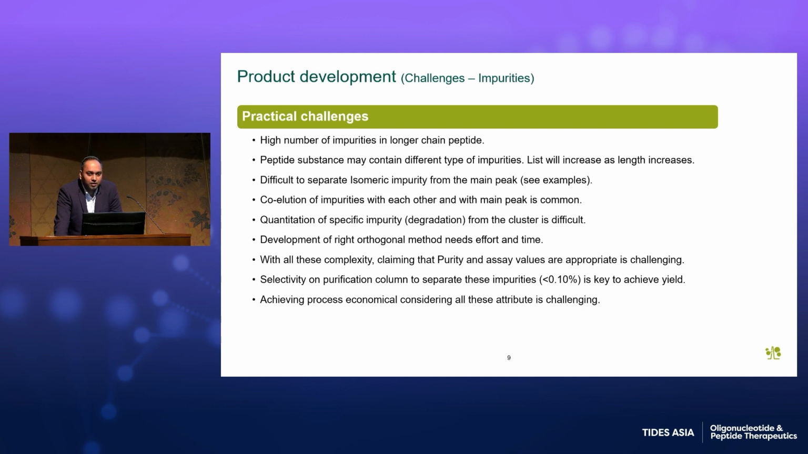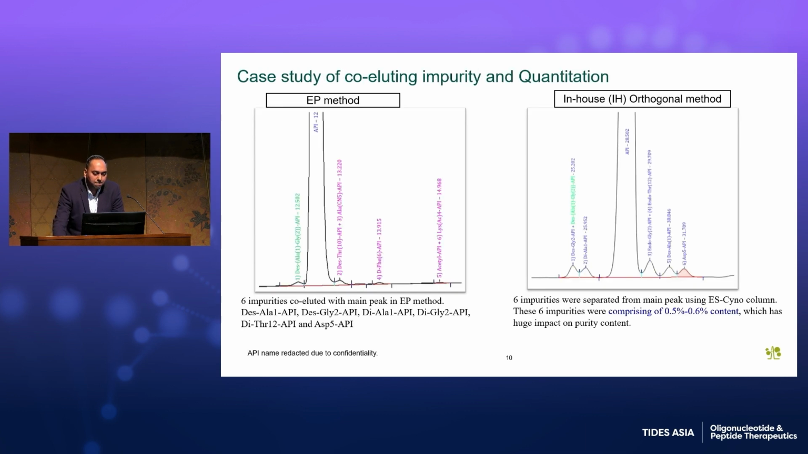Again, if you take the manufacturing part, the selectivity on the purification column to separate these impurities is key to achieving the right yield. And achieving the process economics, considering all these attributes, the tighter controls would be very challenging.